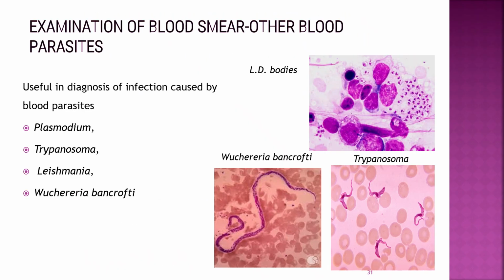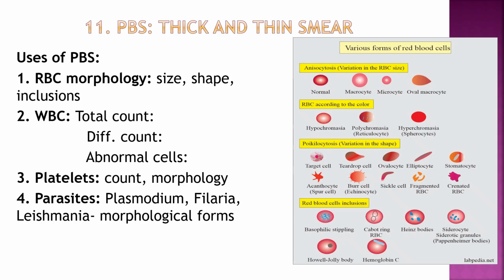So, the uses of the peripheral blood smear for blood parasites. First is Plasmodium species, then Trypanosoma, then Leishmania, where you can see LD bodies, then Wuchereria bancrofti. So microfilarial forms you can see in the slide. So these are different parasites you can detect in the PBS. Uses of peripheral blood smear: so reporting can be done.